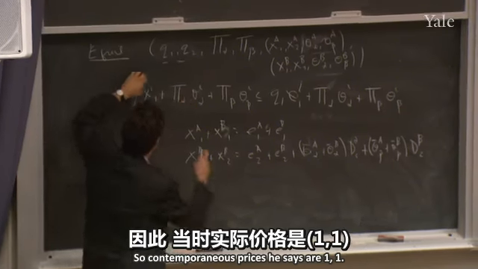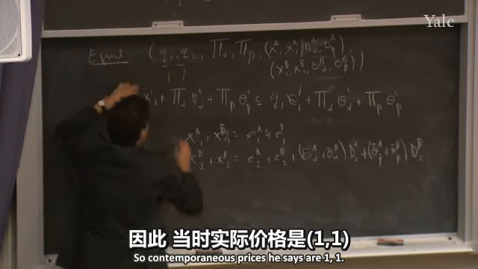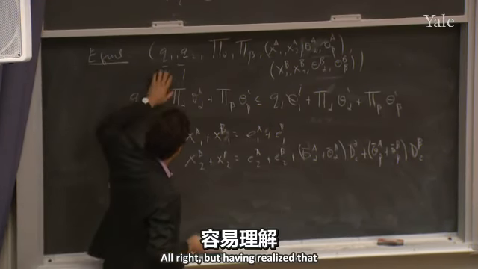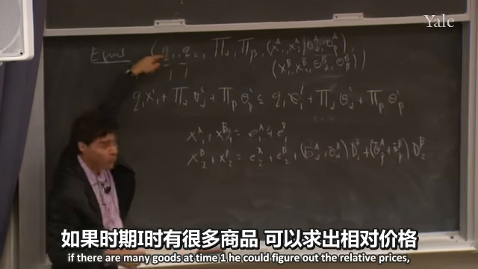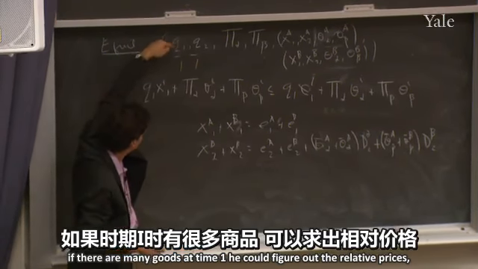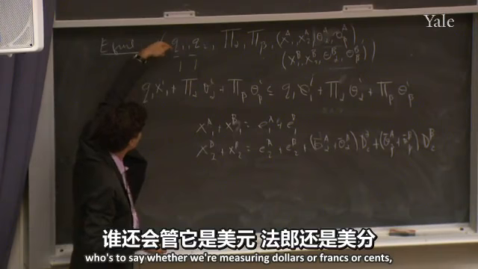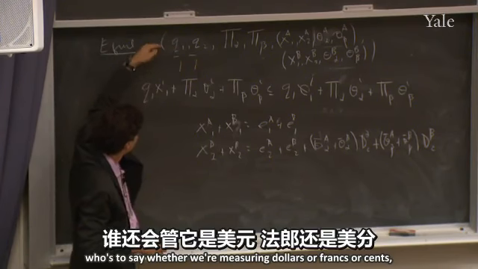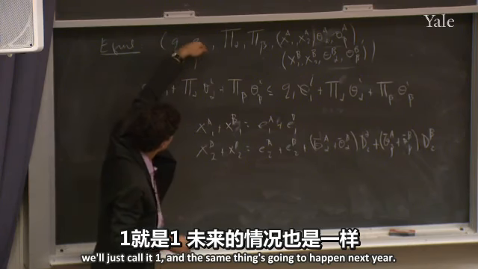So the contemporaneous prices, he says, are 1, 1. All right, but having realized that if there are many goods at time 1, he could figure out the relative prices. But if there is only one good at time 1, who's to say whether we're measuring dollars or francs or cents? We'll just call it 1. And the same thing is going to happen next year.